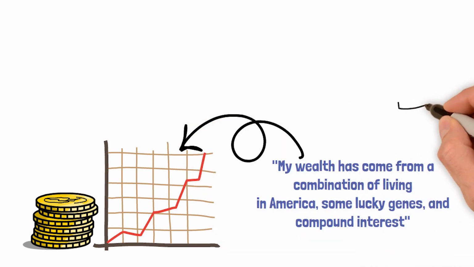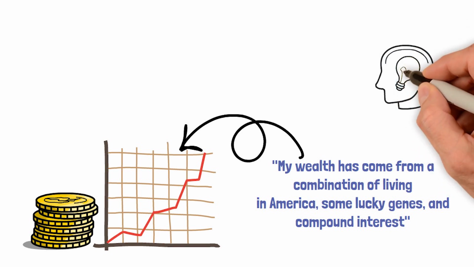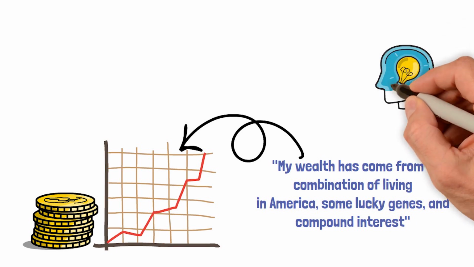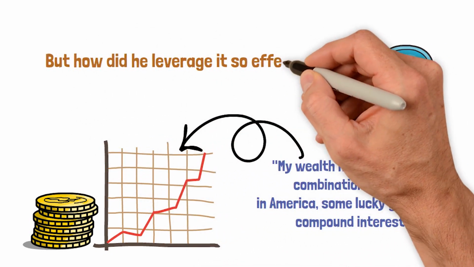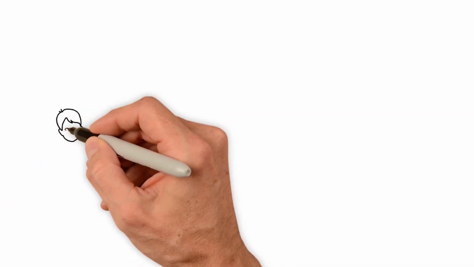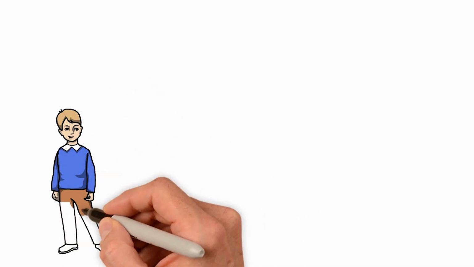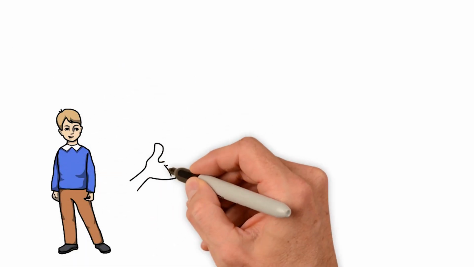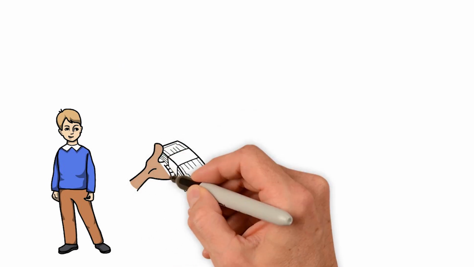This quote captures the essence of how he built his immense fortune. While being in the right place and having certain inherent abilities played a role, Buffett attributes much of his financial success to the powerful concept of compound interest. But how did he leverage it so effectively? Buffett's journey with compound interest began early. He bought his first stock at the age of 11. By starting young, he gave his investments a long runway to grow. This is a critical factor in leveraging compound interest: time.